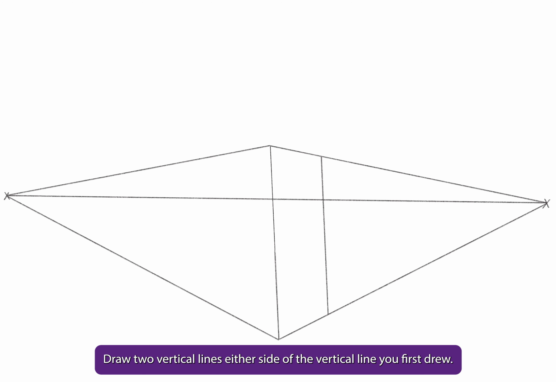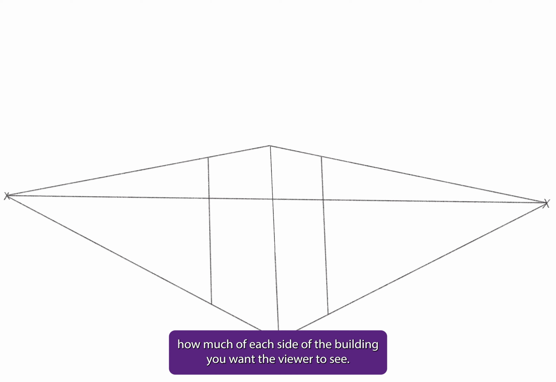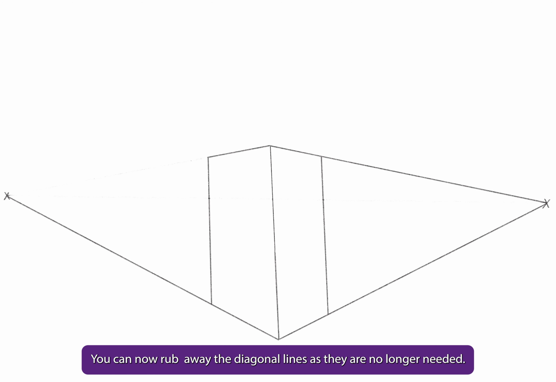Draw 2 vertical lines either side of the vertical line you first drew. The distance between these lines will decide how much of each side of the building you want the viewer to see. You can now rub away the horizontal line that is going through your building. You can now rub away the diagonal lines as they are no longer needed.